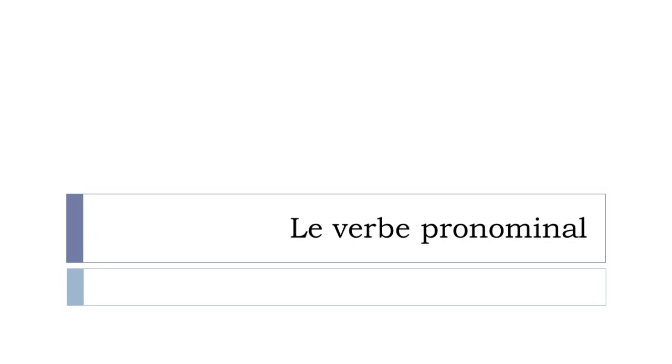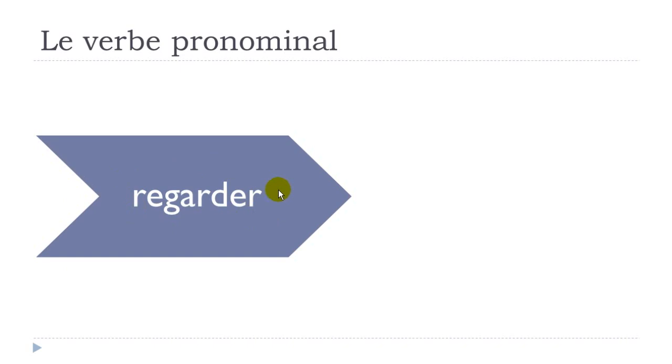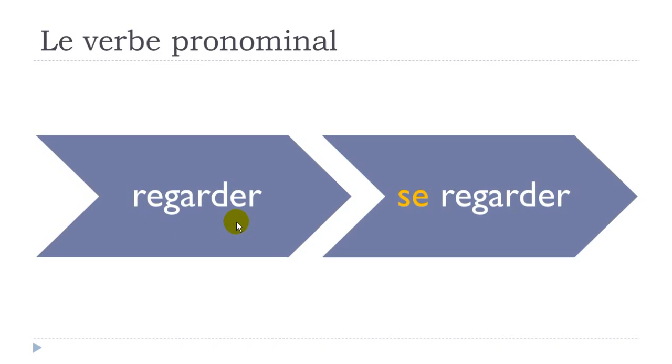Le verbe pronominal. So, what is le verbe pronominal? So first we'll take an example. Regarder, to look, to watch. Okay? And then, se regarder. In that case, it would be to look at oneself. Okay? So that's the important thing about this verbe pronominal. Le verbe pronominal will be constructed all the time with this se before the verb. Se regarder, okay? And this se will basically change the meaning of the verb because regarder, to look, to watch, se regarder, to look at oneself, okay?